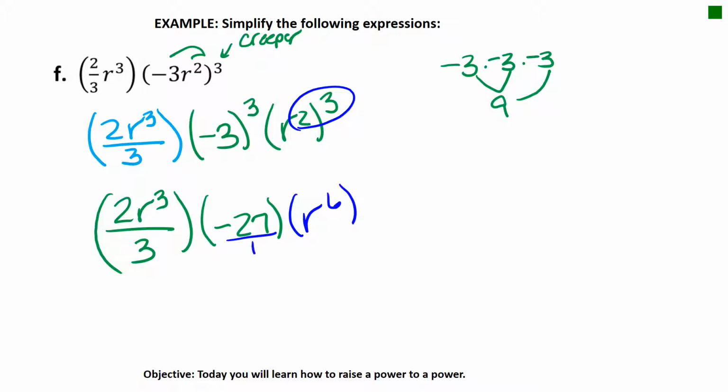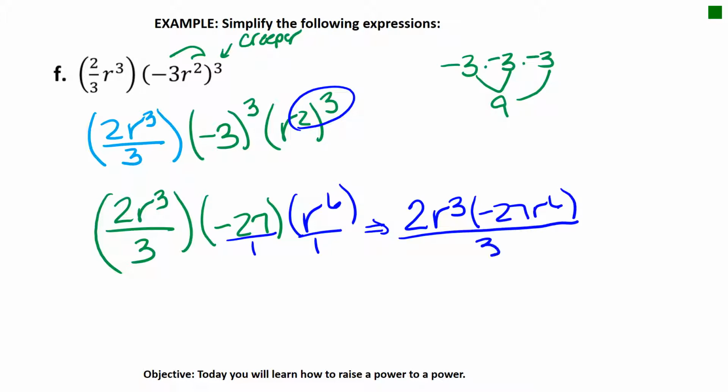Now that -27 is up on top and that R to the 6 is up on top. So here's what I really have. I have 2R to the third, -27R to the sixth, all on top, and a 3 on the bottom.